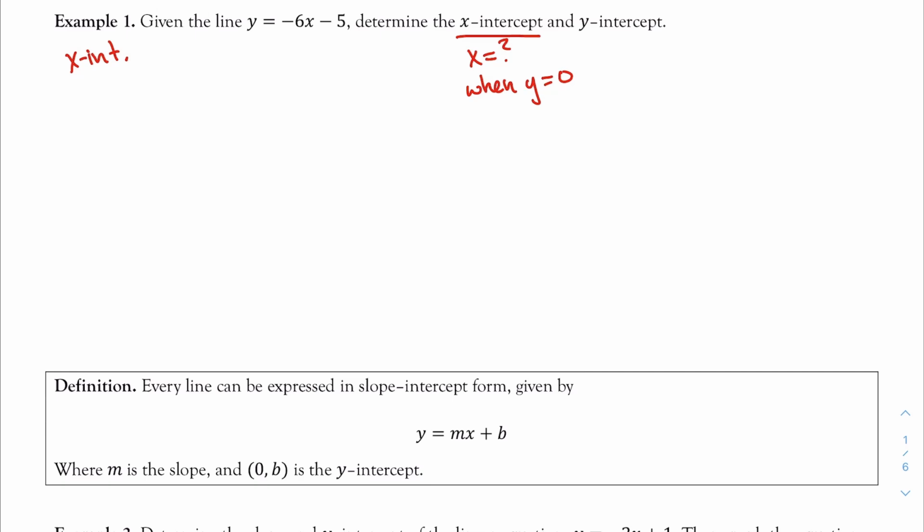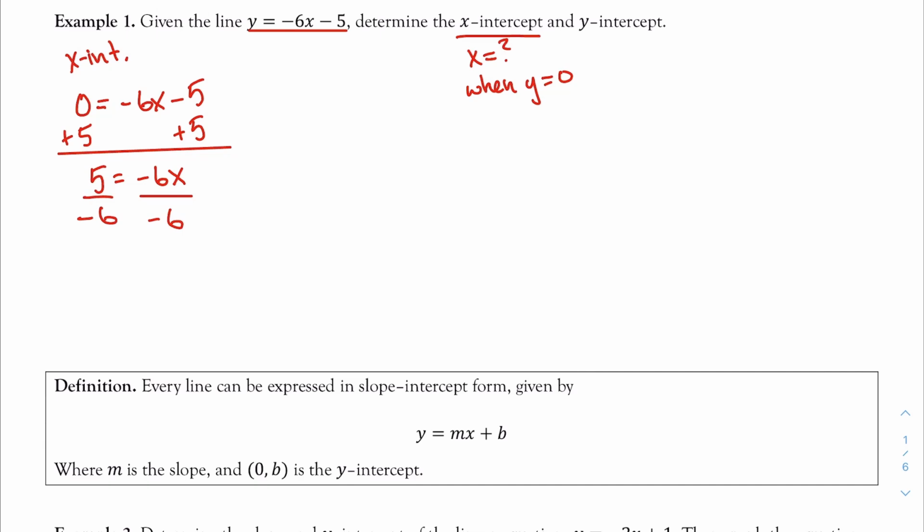So if I look at my equation, y equals negative 6x minus 5. Again, I'm asking if y is 0, what is x? So I plug in 0 for y. Now I must solve for x. I can do this by adding 5 to the left and the right, giving me 5 equals negative 6x. And if I want x by itself, I must divide by negative 6, giving me x equals negative 5/6.